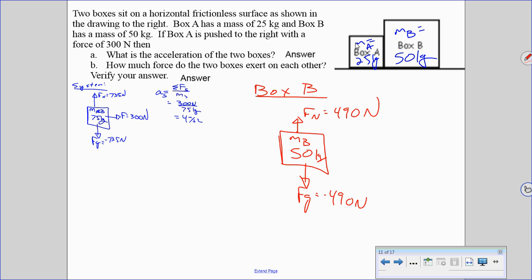Box A, right? That 300 newtons is not touching box B. Something is pushing box A. Maybe it's Roy, so the two objects there would be Roy and box A. But Roy isn't pushing box B, he's pushing box A. So what's pushing box B is the force of A. Cool? All right, so we need to figure out how much force that is. So, thoughts?